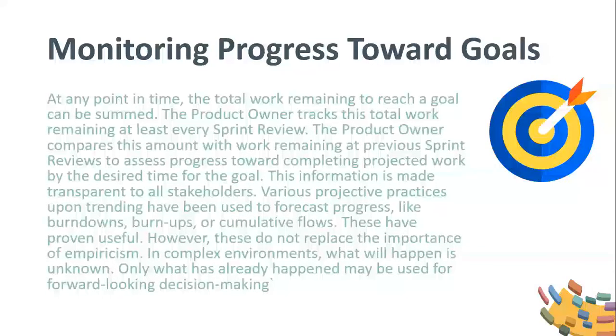Monitoring progress towards goals. At any point in time, the total work remaining to reach a goal can be summed. The product owner tracks this total work remaining at least every sprint review. The product owner compares this amount with work remaining at previous sprint reviews to assess progress towards completing projected work by the desired time for the goal. This information is made transparent to all stakeholders.